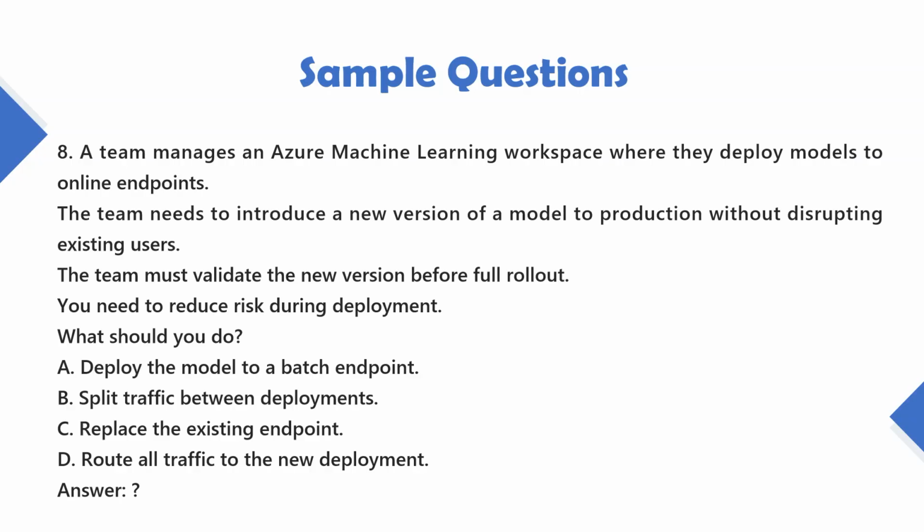8. A team manages an Azure Machine Learning workspace where they deploy models to online endpoints. The team needs to introduce a new version of a model to production without disrupting existing users. The team must validate the new version before full rollout. You need to reduce risk during deployment. What should you do? A. Deploy the model to a batch endpoint. B. Split traffic between deployments. C. Replace the existing endpoint. D. Route all traffic to the new deployment.